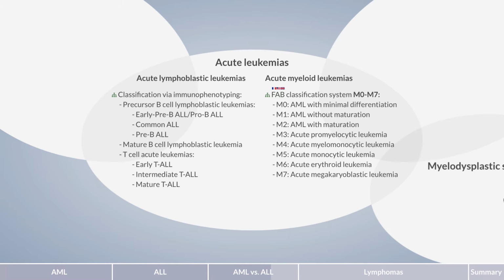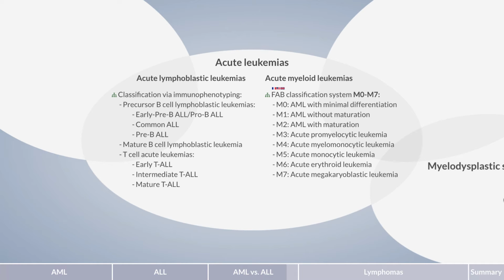The FAB classification can be used to categorize the acute myeloid leukemias into different subtypes based on morphology. In acute lymphoblastic leukemia, classification is made according to immunophenotyping, and in particular, the level of cellular maturity. The WHO classification system is most current and is based on genetic alterations in leukemic cells.